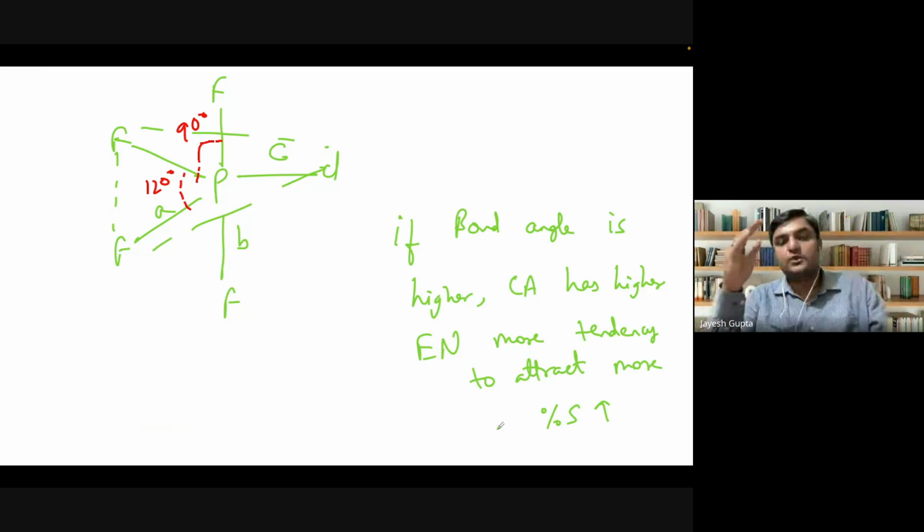Like I told you, bond angle is higher means central atom En is higher, here I am doing the reverse. For bond angle, the rules which I have given: for side atom, bond angle is inversely related to En. For central atom, bond angle is directly proportional to En. So if bond angle is higher, your En of central atom is higher. If En is higher, percentage S character will be higher.